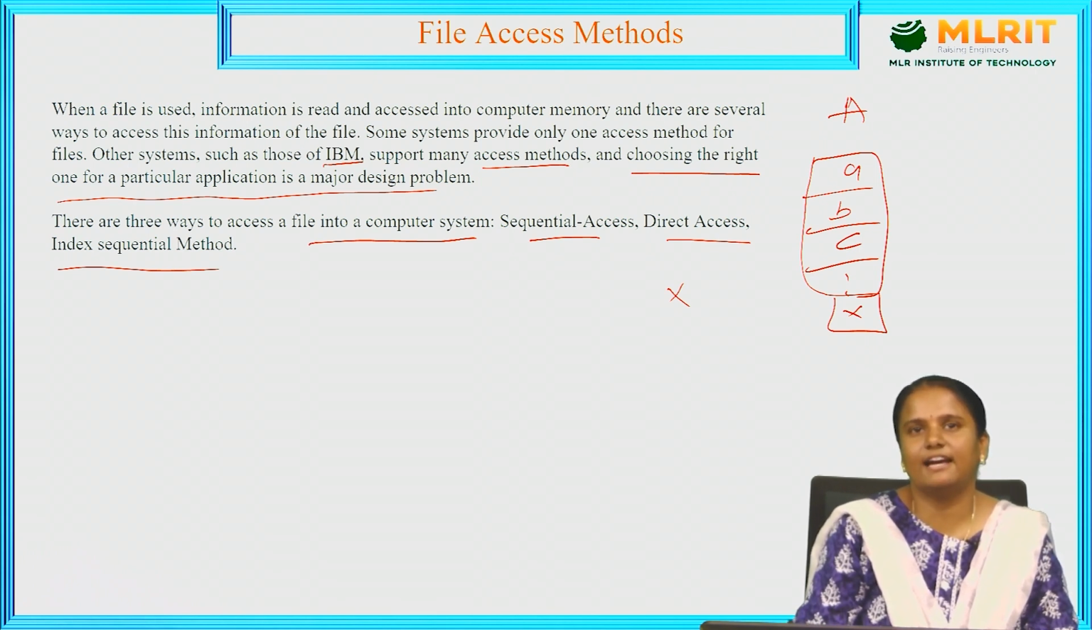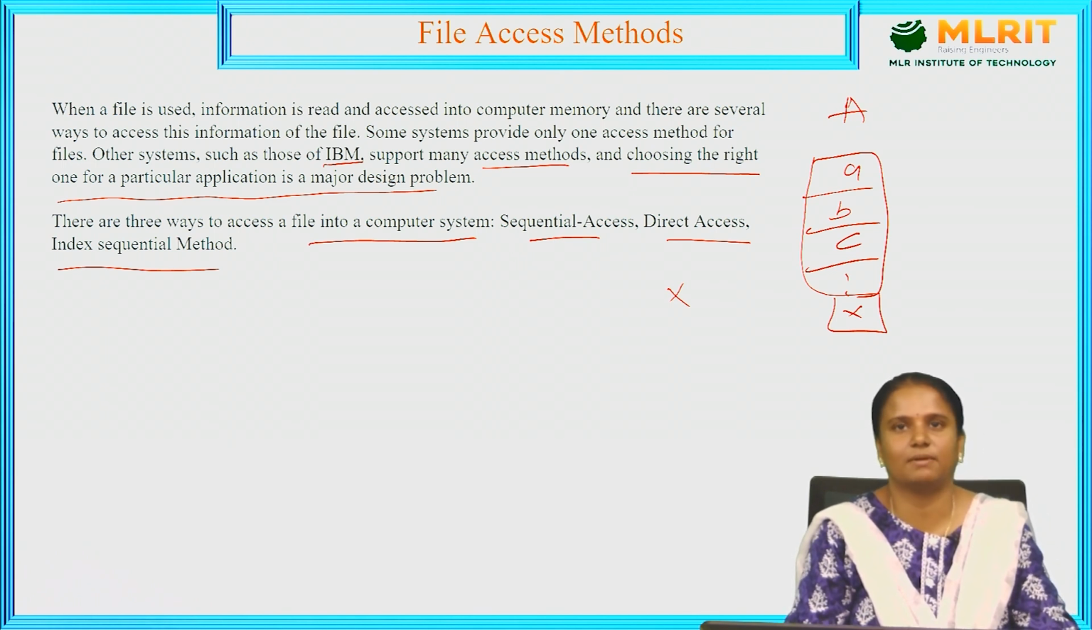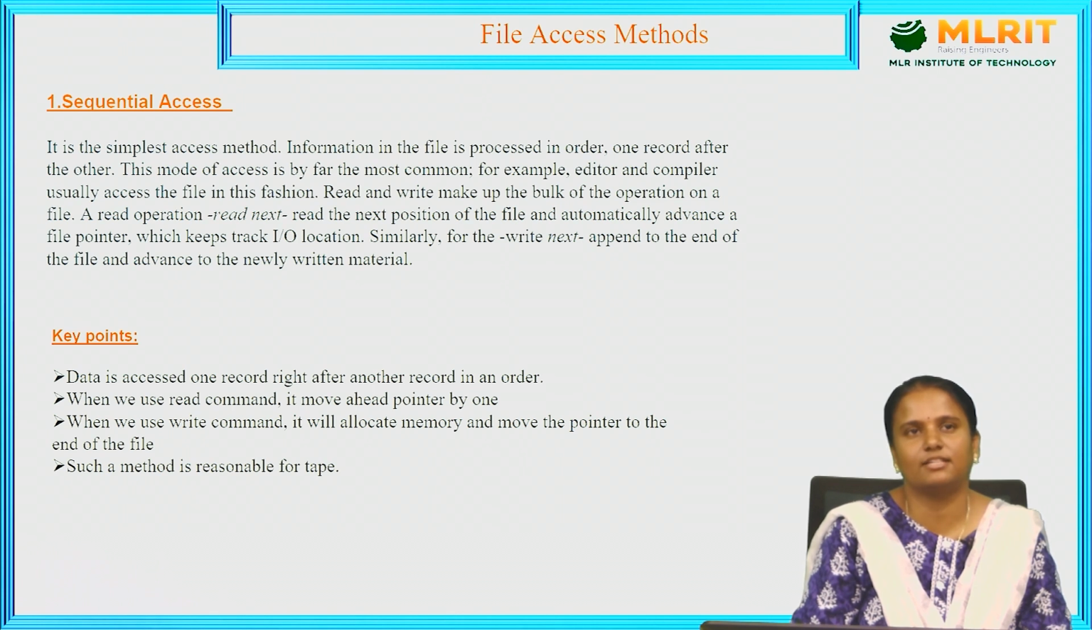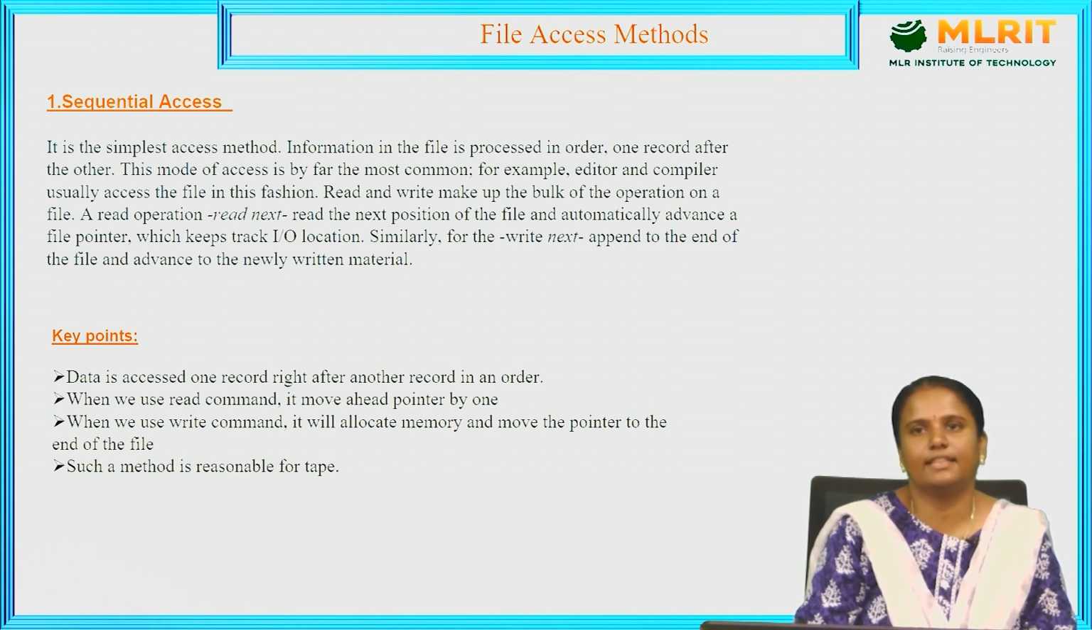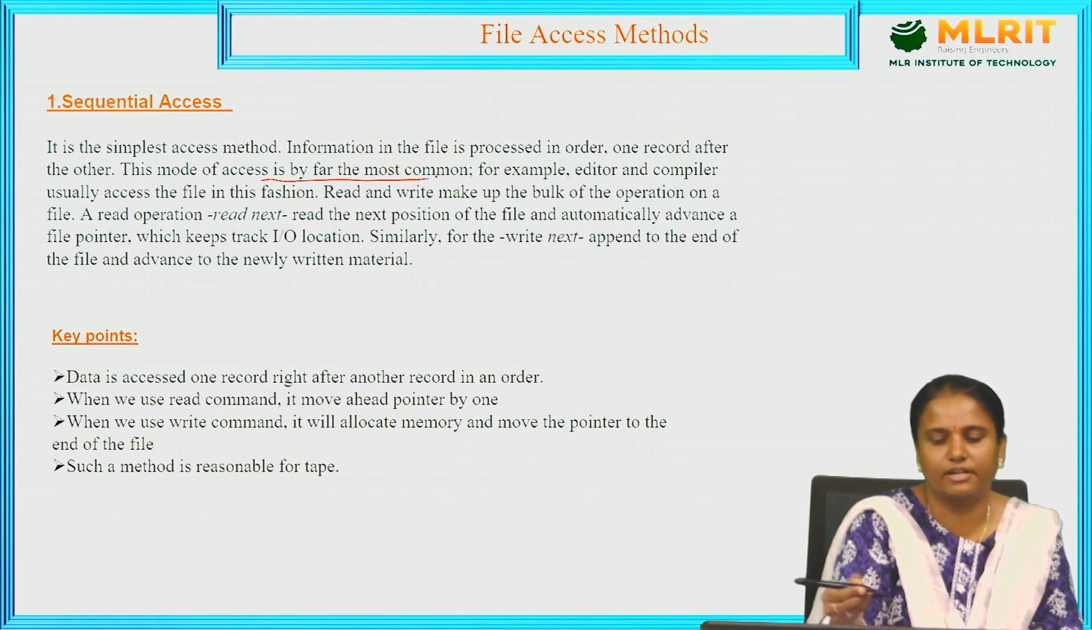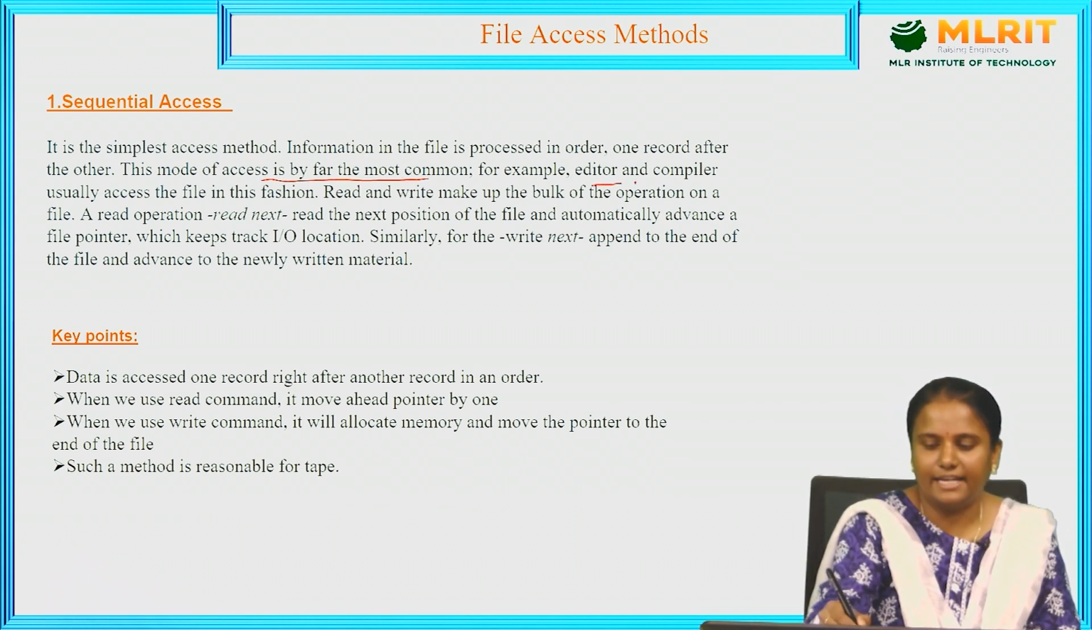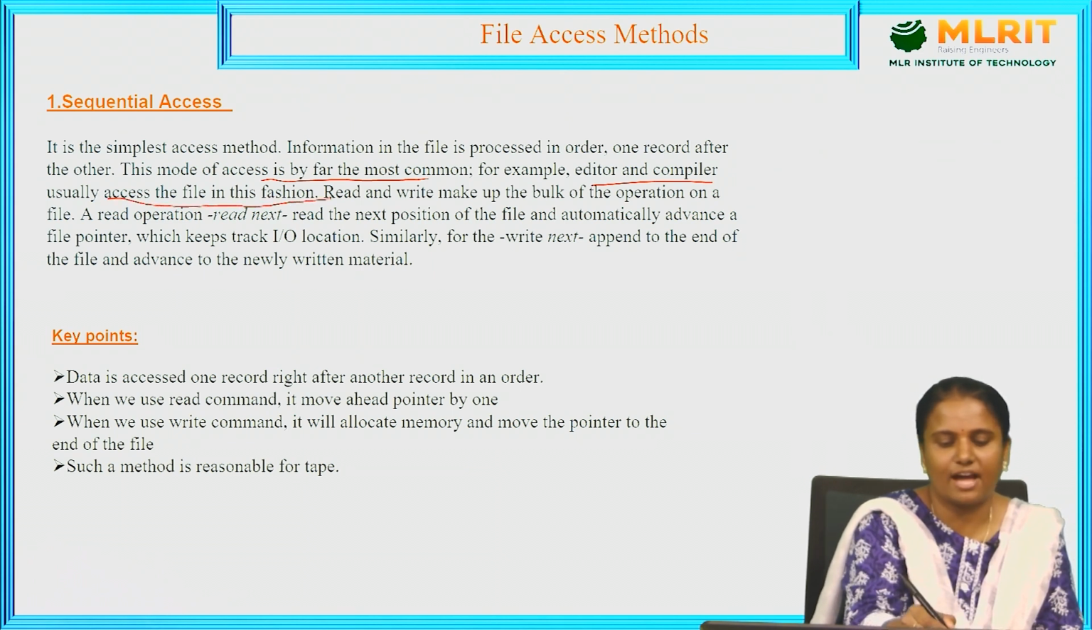Let us start with the sequential access method. It is the simplest access method, very simple and easy for accessing the file. Information in the file is processed in order, kept in serial order, one record after the other. This mode of access is by far the most common. For example, an editor and a compiler usually access files in this fashion.